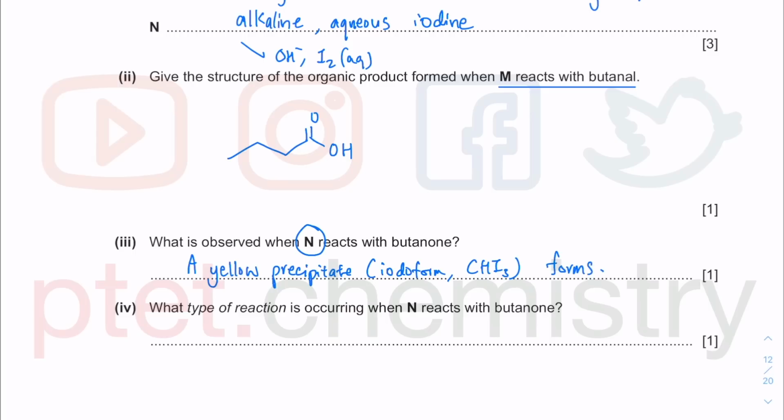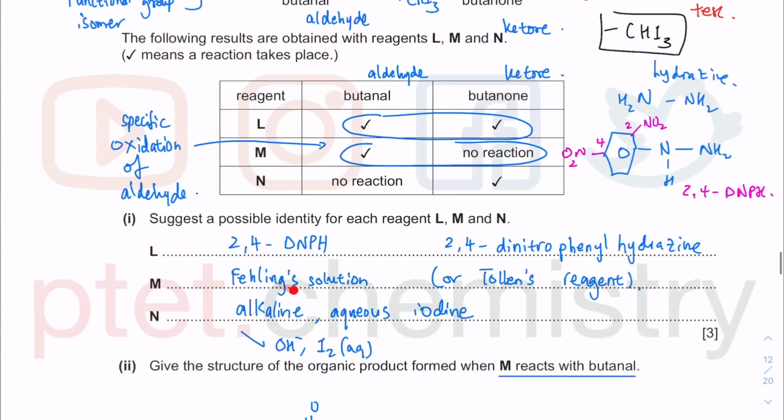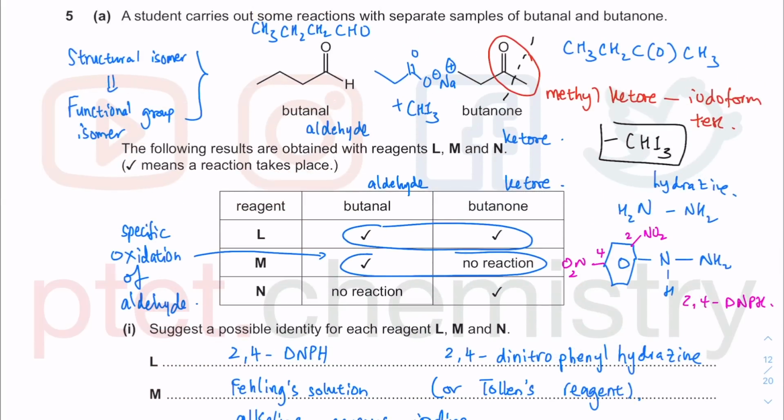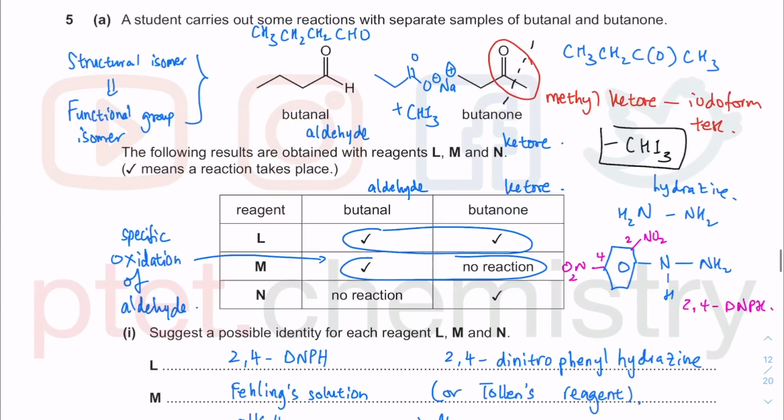What type of reaction is occurring when N reacts with butanone? Well, one of your products is actually going to be a carboxylate. We don't get a carboxylic acid; we get a carboxylate and we get CHI3. We get a carboxylate instead of a carboxylic acid because of the alkaline or basic condition. So you never ever get a carboxylic acid until you add excess acid to neutralize the OH-. Only then can you get back the acid. Otherwise, you always get the salt.